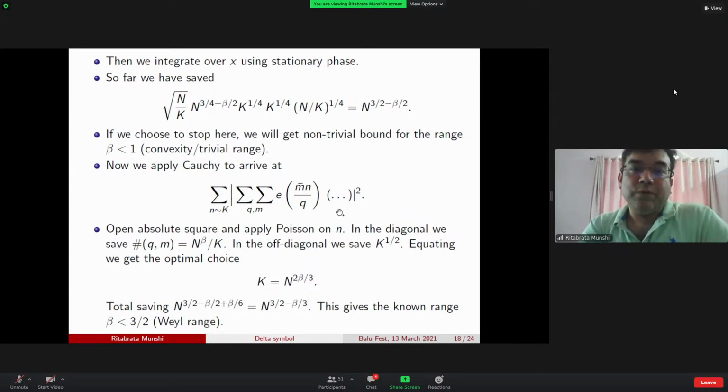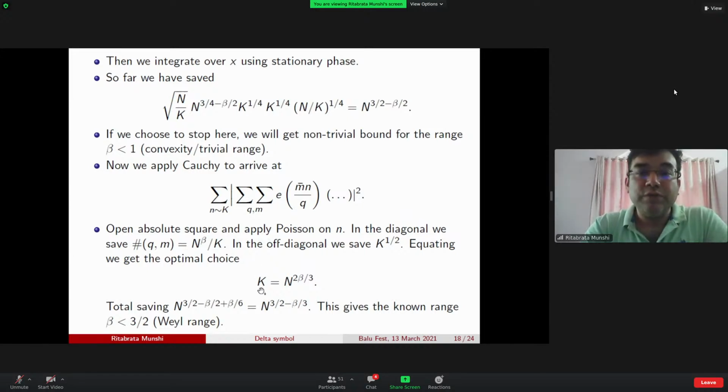Okay, so you have to get the second derivative bound for the integral transform. So you can take the n sum inside, do Poisson, and look at the Fourier transform of this function, and just use the second derivative bound for that. That gives you a saving of k to the power 1/2. Okay, now you equate these two. So this is how much you save in the diagonal. This is how much you save in off diagonal.